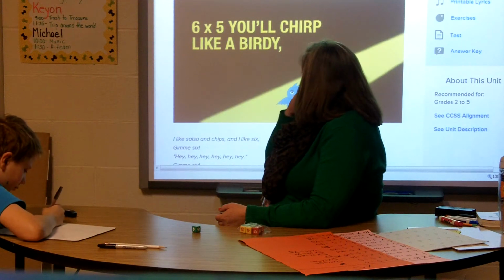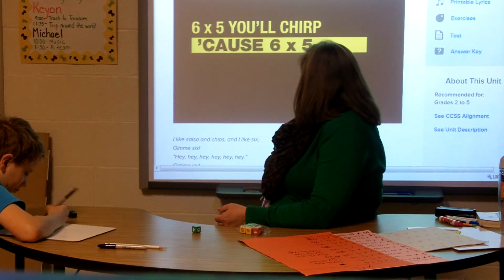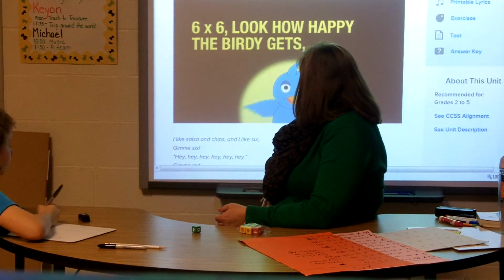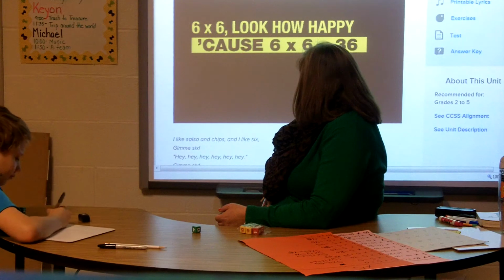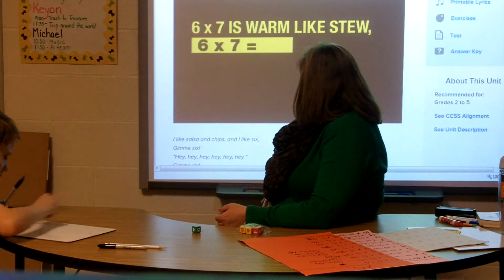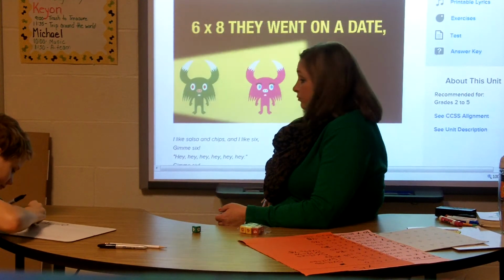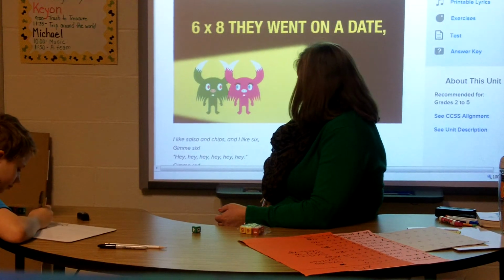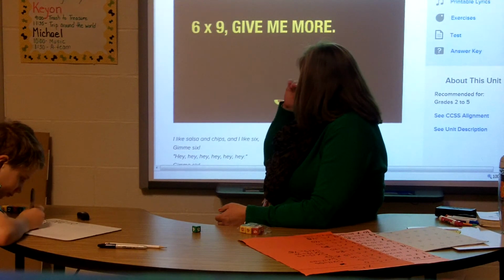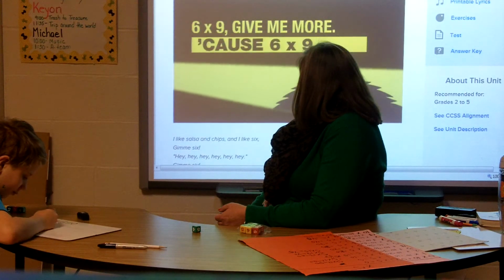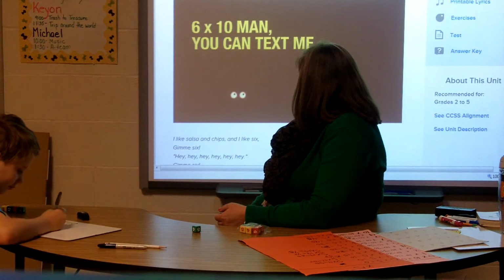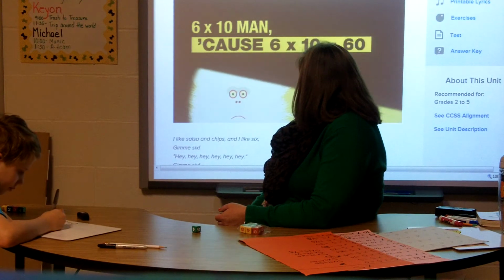6 times 5, you'll chirp like a birdie, cause 6 times 5 is 30. 6 times 6, look how happy the birdie gets, cause 6 times 6 is 36. 6 times 7 is warm like stew, 6 times 7 is 42. 6 times 8, they wait on a date, cause 6 times 8 is 48. 6 times 9, give me more, cause 6 times 9 is 54. And 6 times 10, man, you can text me, cause 6 times 10 is 60.